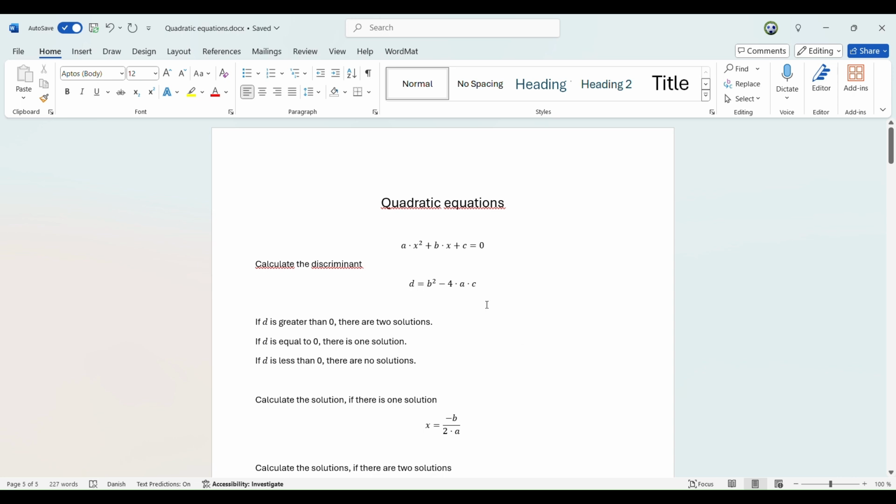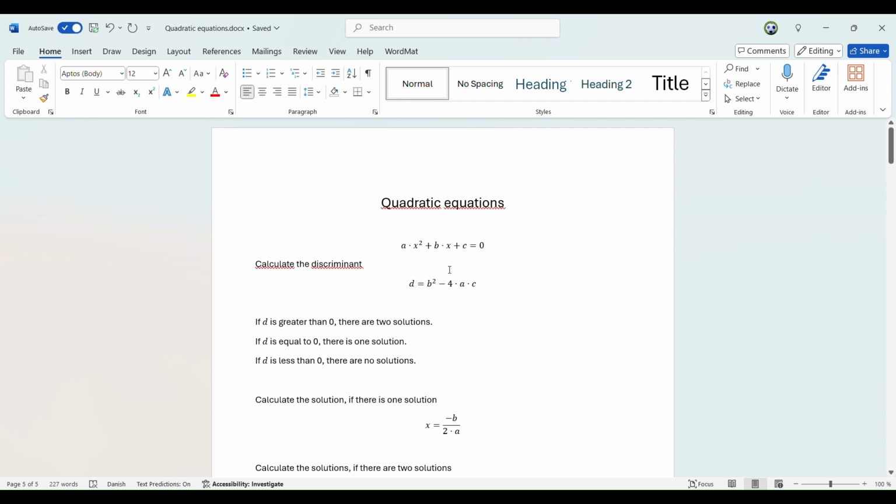My name is Tobias and today we're going to look at quadratic equations. A general quadratic equation is on the form a times x squared plus b times x plus c equals 0. A and b are called coefficients and are constants, and the last term is a constant term.